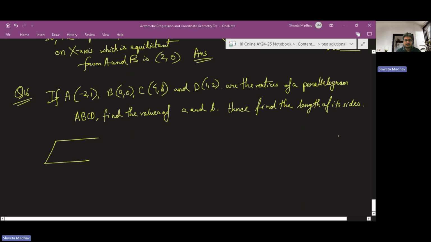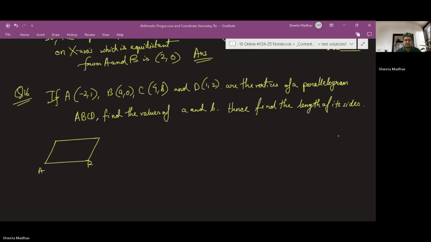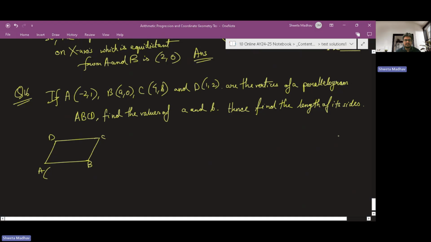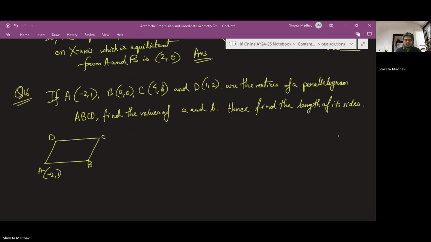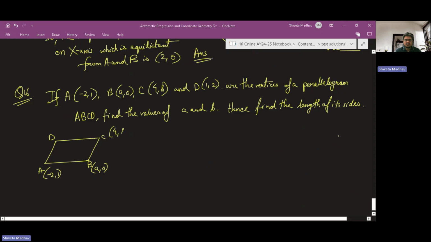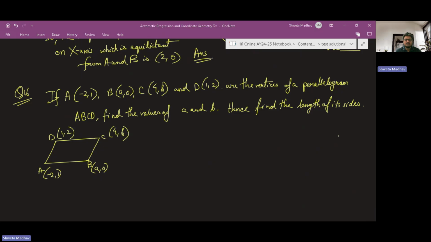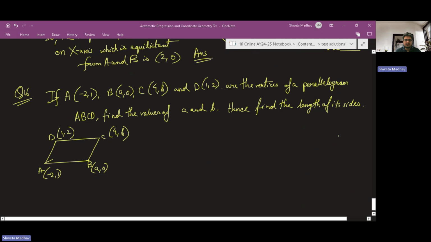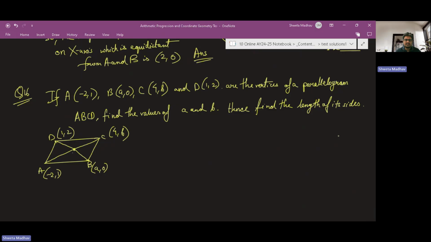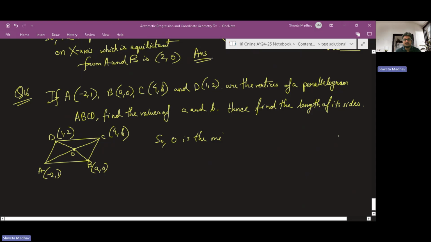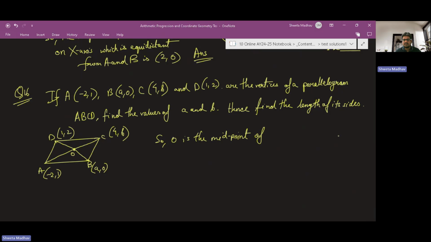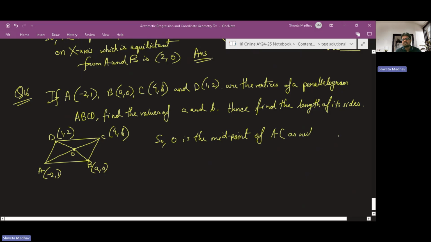So here ABCD is a parallelogram. Point A is given as minus 2 comma 1, point B is a comma 0, C is 4 comma b, and D is 1 comma 2. So we know that in a parallelogram the diagonals will bisect each other. So let's say they intersect at point O. So I can say that O is the midpoint of AC as well as BD.